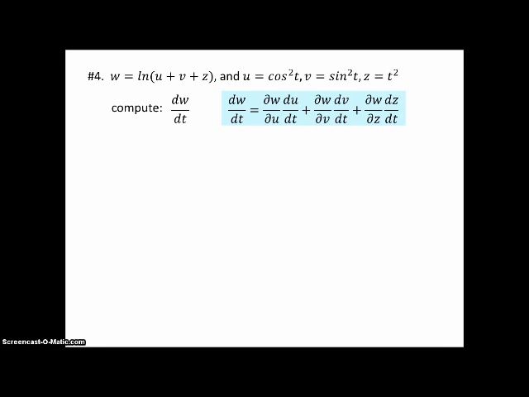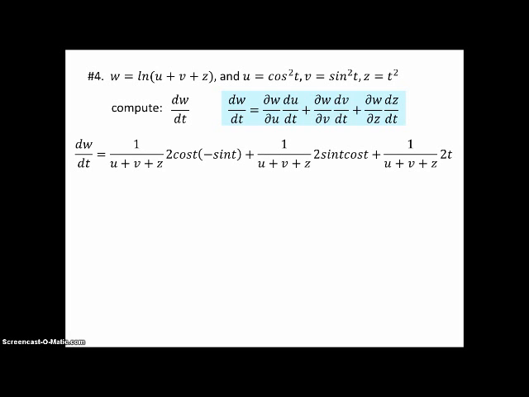Now notice that the partial derivative of w is always going to be 1 over u plus v plus z, and then the numerator is going to be the respective derivative of u, v, or z, and each one of those is going to be 1. So all three of the partial derivatives with respect to u, v, and z will be identical. And then we're going to apply the chain rule to find du/dt and dv/dt, and then dz/dt will just be 2t. So here's the result of that.